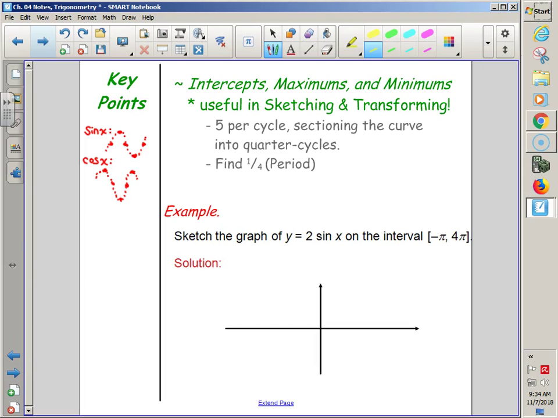If we find a fourth of the period, we are able to figure out what the distance is of one cycle. So a fourth of the period is a fourth of a cycle. I apologize. And those quarter cycles.